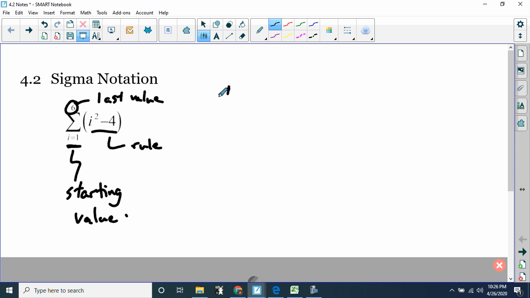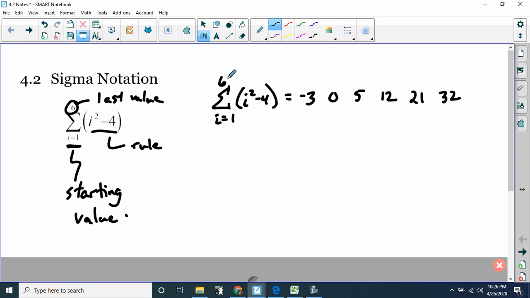So when we're evaluating this, I equals 1 to 6 of I squared minus 4. So we start with I equals 1, so we plug in 1 for I, and we get -3. And then we plug in 2 for I, and we get 0. Plug in 3 for I, gives us 5. 4 gives us 12. Plug in 5 for I, gives us 21. Plug in 6 for I, gives us 32, and we stop there because 6 was the top one. That's the last value we plug in.